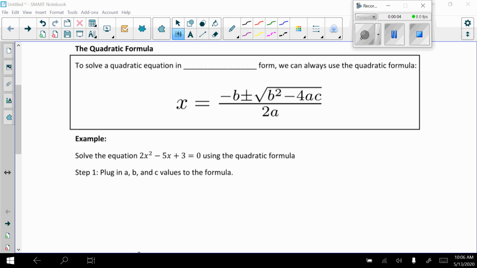In this video we're going to talk about something called the quadratic formula. Maybe you have seen this thing before, maybe you have not. Regardless, we're going to talk about it in this video. I'm going to show you how to use it. It is this equation right here.